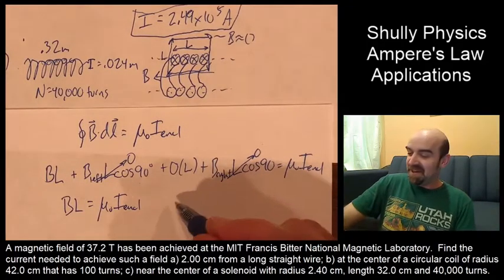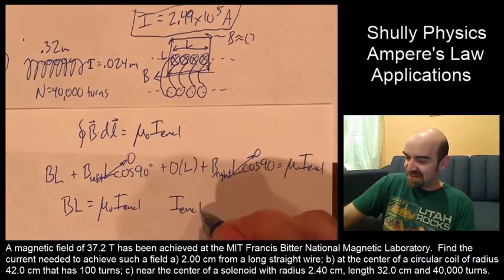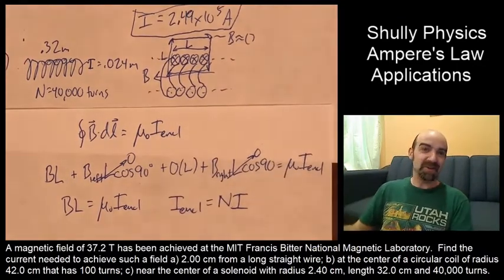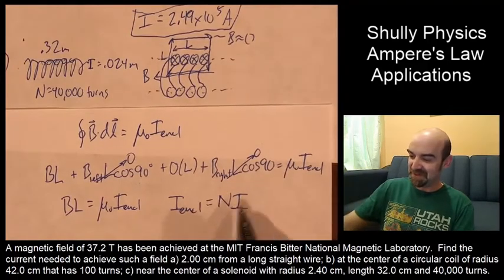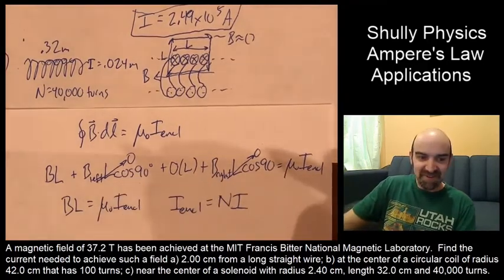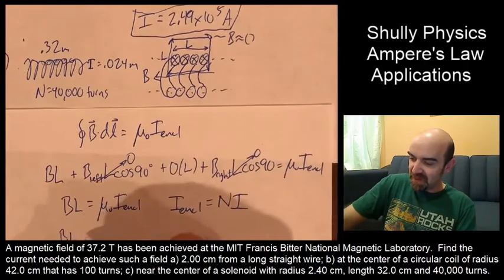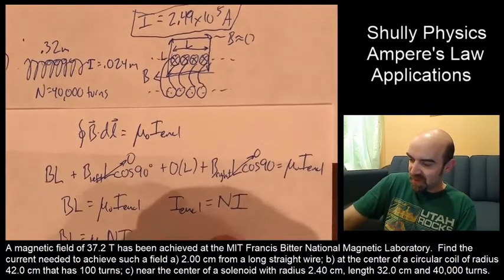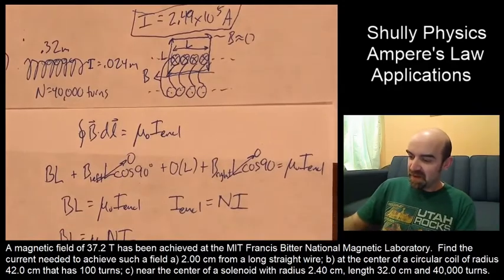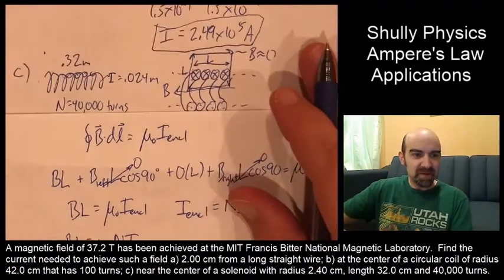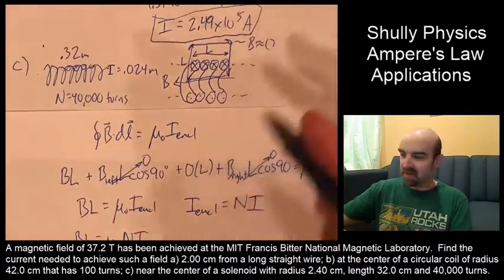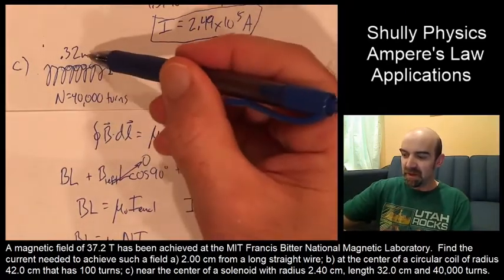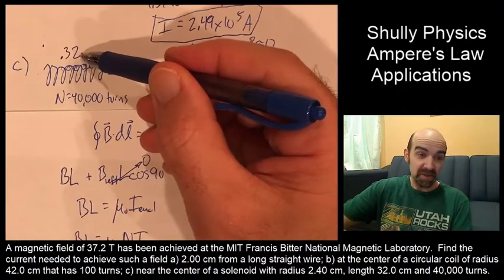Sorry. So the I enclosed is n number of turns times I. That's the current, the total current enclosed there. All right. So now we can put all this together. BL equals mu naught times n times I. And back to the context of the problem, this has n number of turns and a length, 32 centimeters.